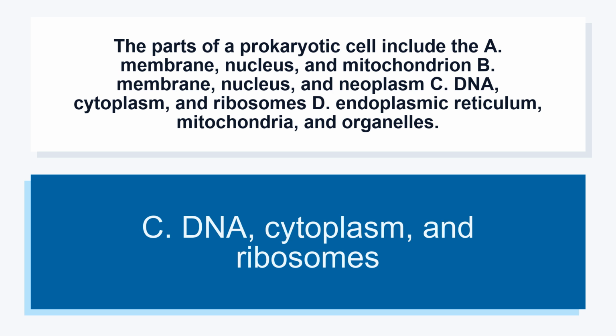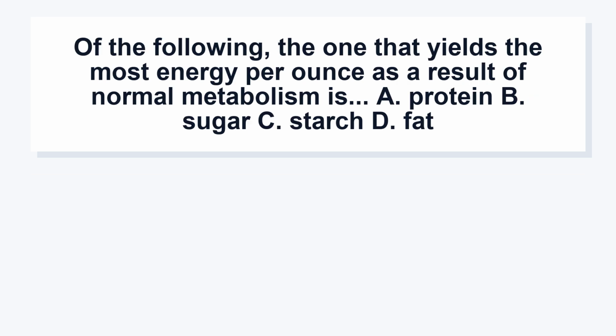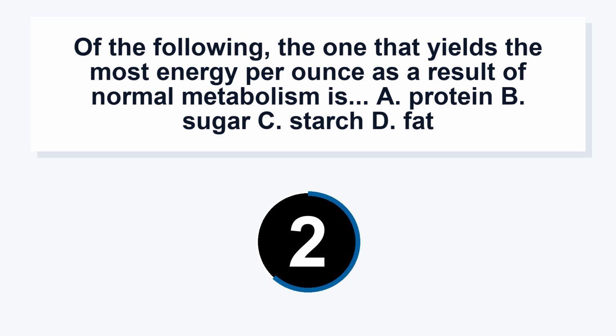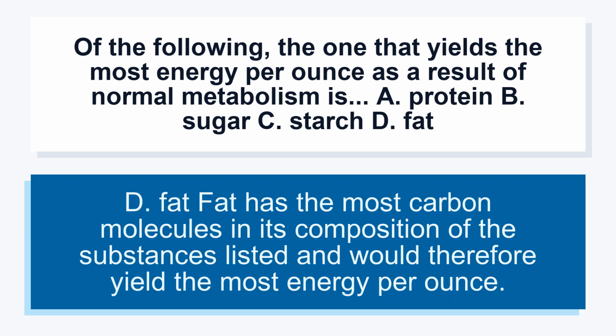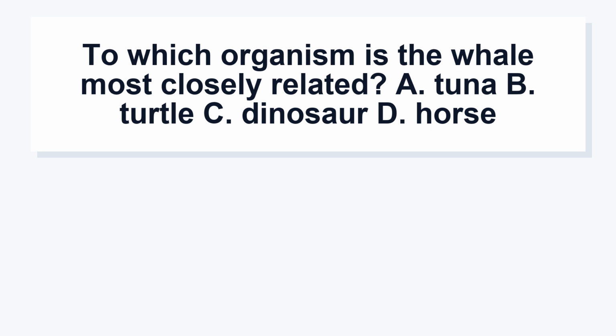C. DNA, cytoplasm, and ribosomes. Of the following, the one that yields the most energy per ounce as a result of normal metabolism is A. protein, B. sugar, C. starch, D. fat. D. Fat has the most carbon molecules in its composition of the substances listed and would therefore yield the most energy per ounce.